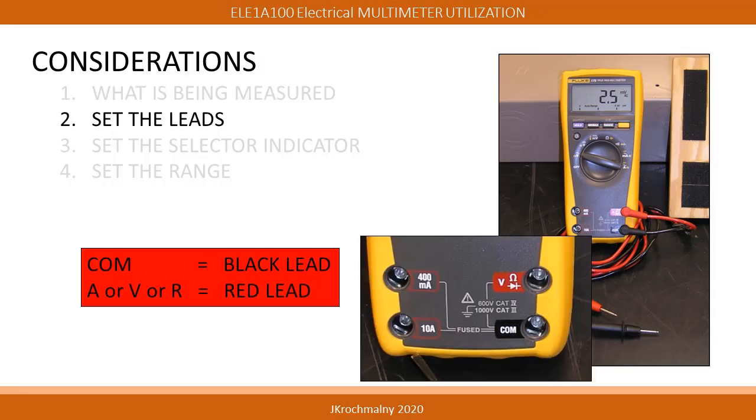The second step involves setting the leads for the measurement you wish to take. The black lead in this graphic will be placed into the black port marked COM. The red lead will be placed into the red ports marked A for amperage, V for voltage, or R and the Greek letter omega standing for resistance.